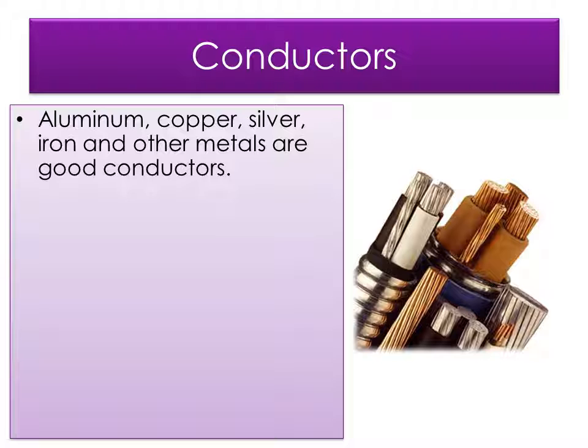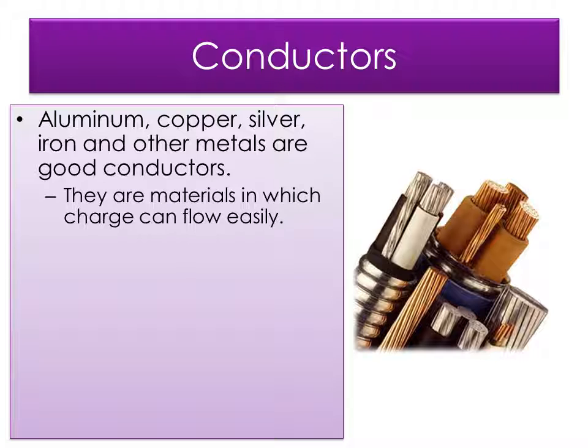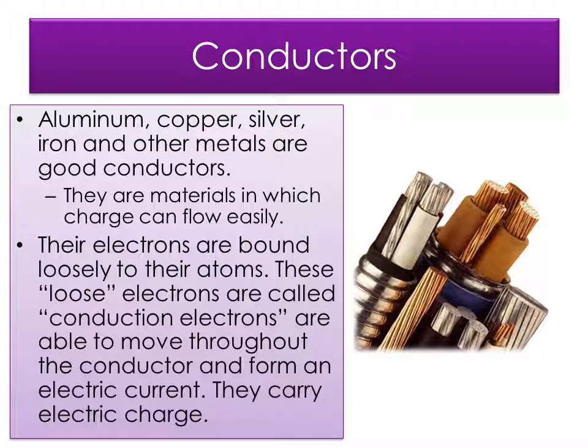Now, let's talk about conductors a little bit more in depth. Aluminum, copper, silver, iron, and other metals are good conductors. You can look at the periodic table, and it's broken into metals and nonmetals, and the ones that are labeled as metals are good conductors. They are materials in which charge can flow easily. Here's why: their electrons are bound loosely to their atoms.